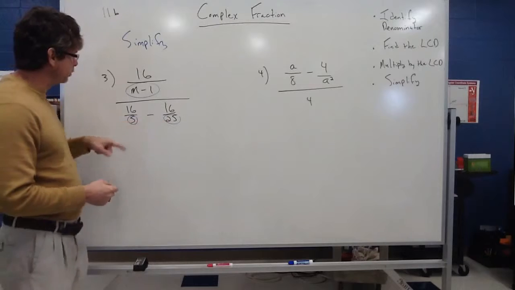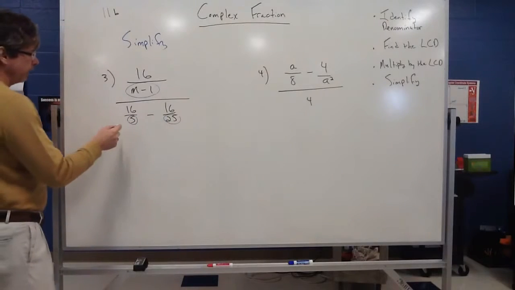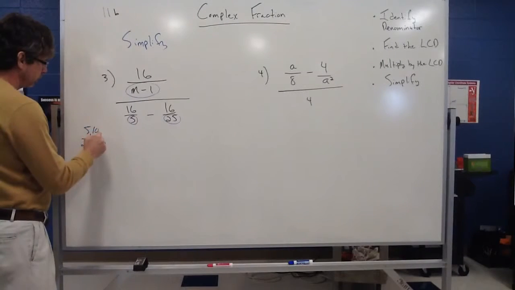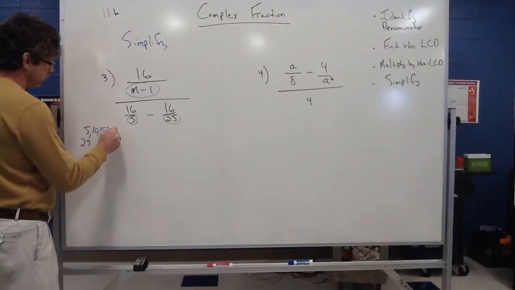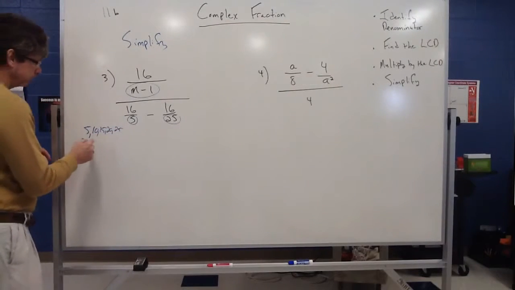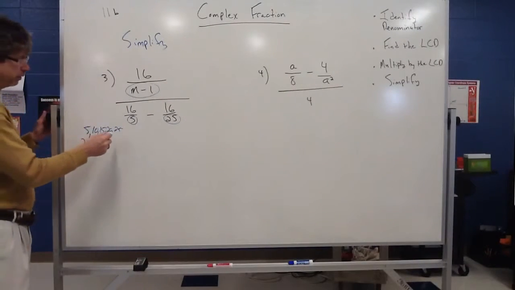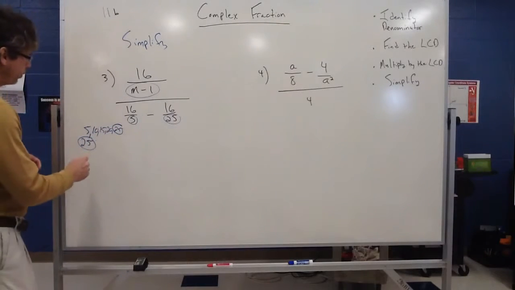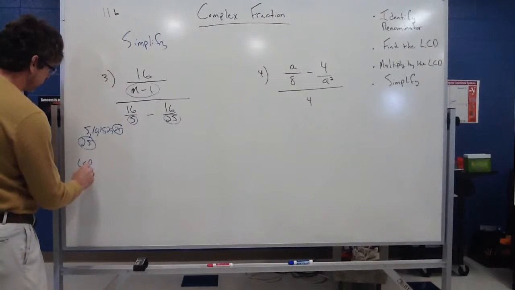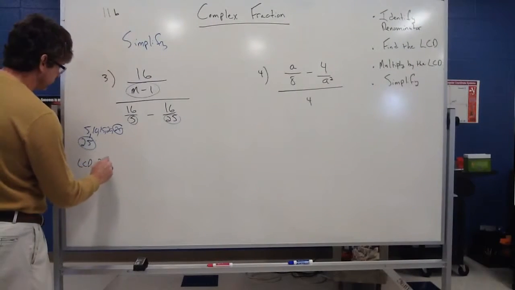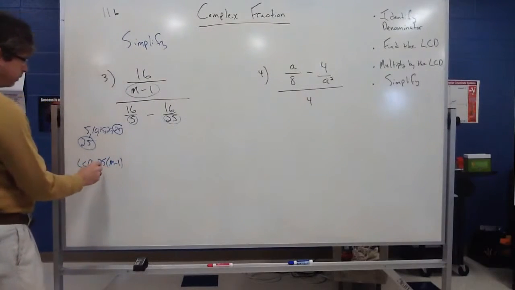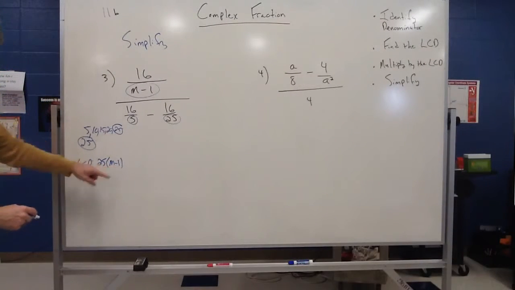Let's look at the 5 and the 25. We should recognize the common denominator between a 5 and a 25. If I look at my multiples of 5: 5, 10, 15, 20, 25 is a multiple of 5, and of course 25 is the first multiple of 25. So 25 is a common number there. So what we need as our LCD is a 25, and I also need this m minus 1. So the LCD in this problem is that 25 and that m minus 1.